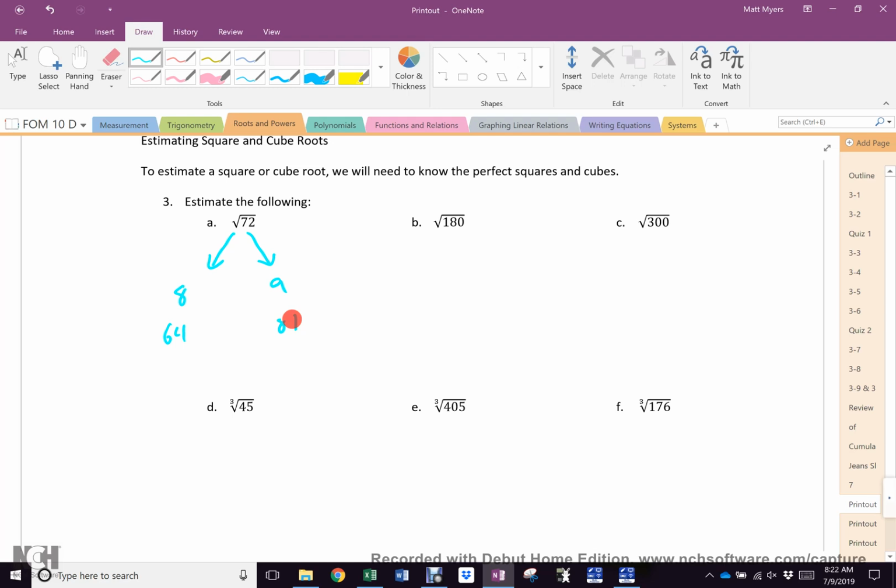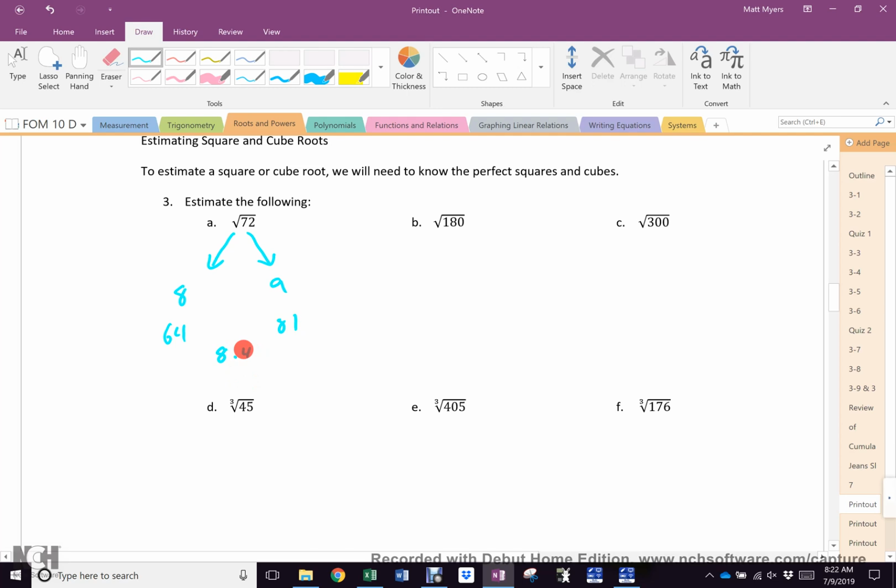How much closer? It's 8 from 64, right? But it's 9 from 81, right? So it's a little bit closer to 64, right? So it's going to be around 8.4-ish, right? It's a little bit below halfway. And since we're just estimating, that's a good way to do it.